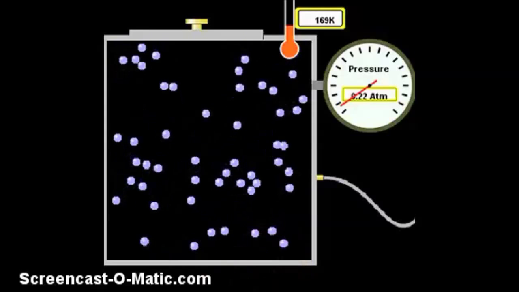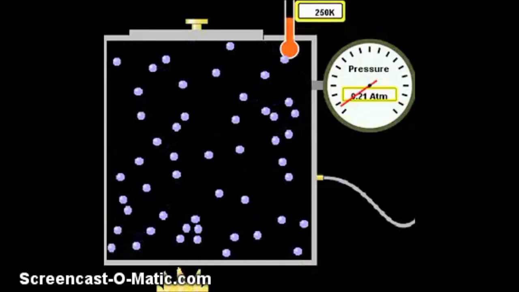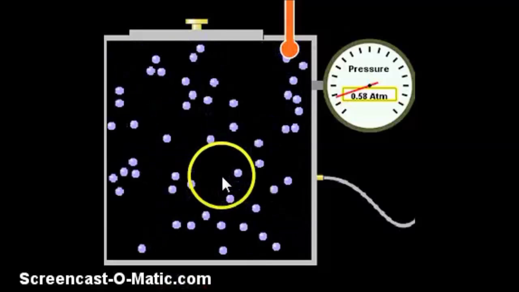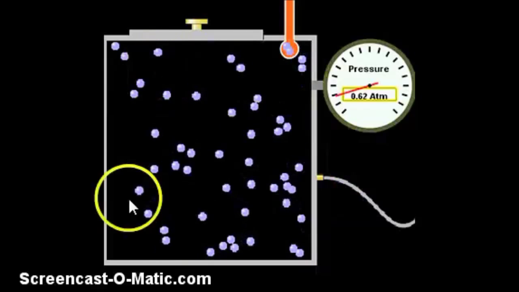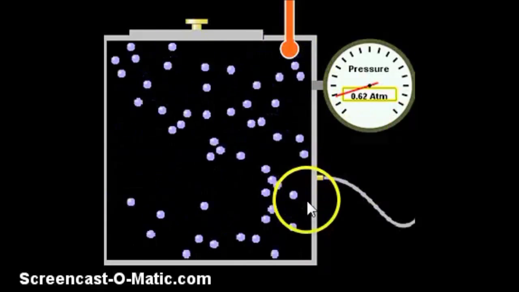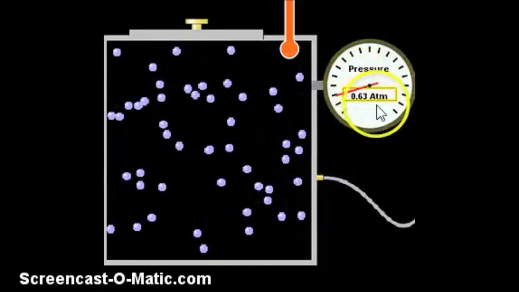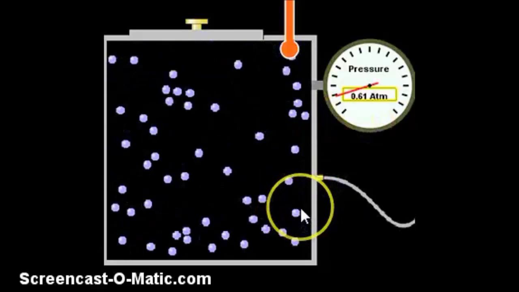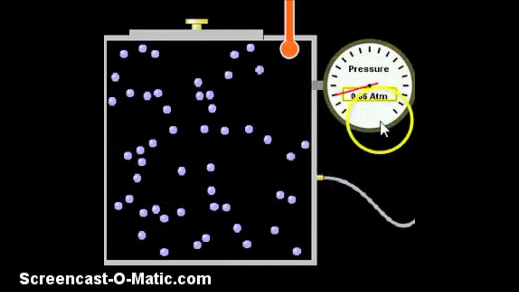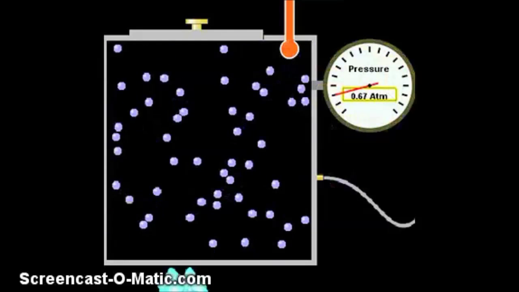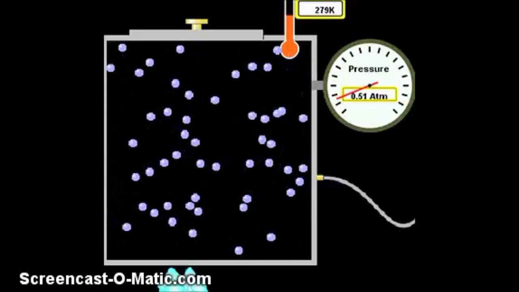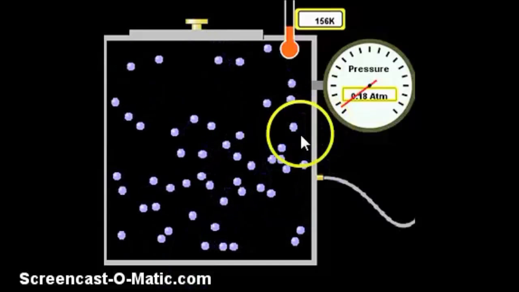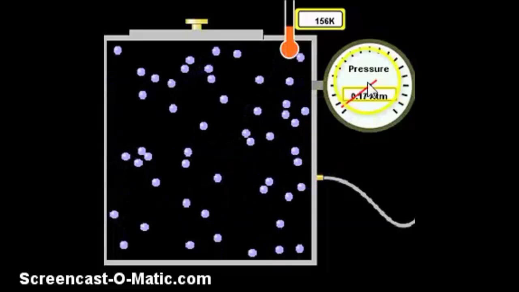So if we increase how often they hit the outside and how fast they're moving, we increase the temperature here and they're going to move a lot faster. You can see that they're hitting the outside of this object faster, and you can see that the pressure is increasing because of that. Since they're hitting the box more often and faster, that increases the pressure. If we slow it down and don't allow the gas particles to hit as often, you can see they're not hitting as often and they're moving a lot slower. The pressure has gone down.